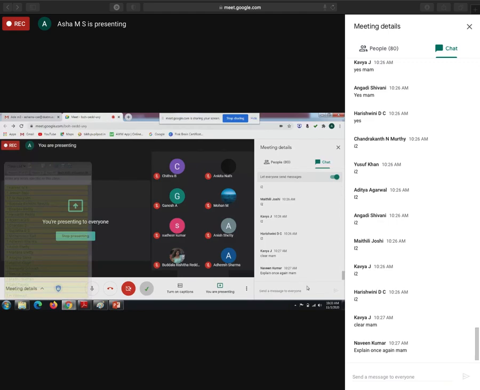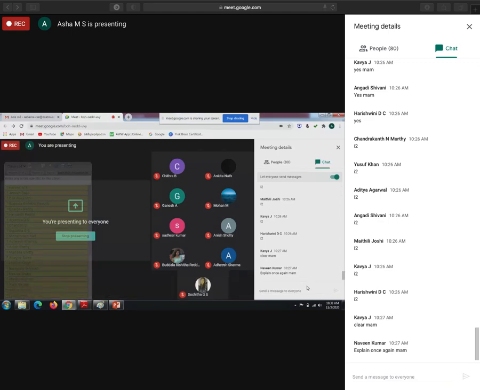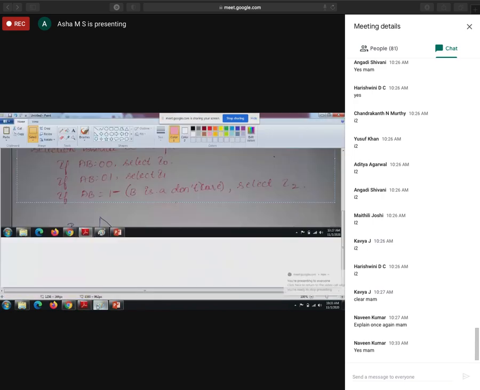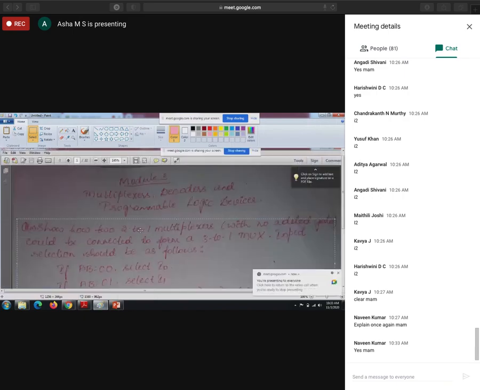What do you want me to explain? The full problem? See what is there in the question. They are asking us to construct a 3 to 1 mux from 2 to 1 multiplexers.